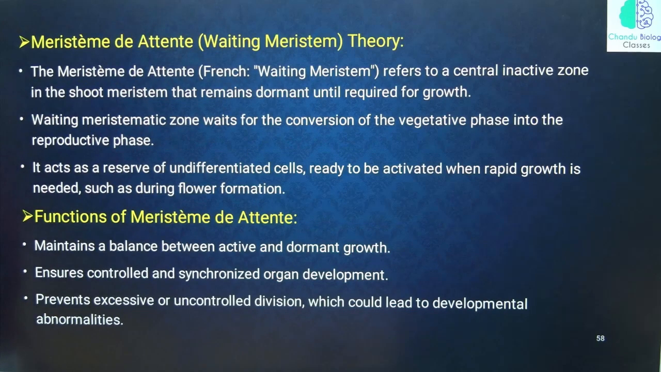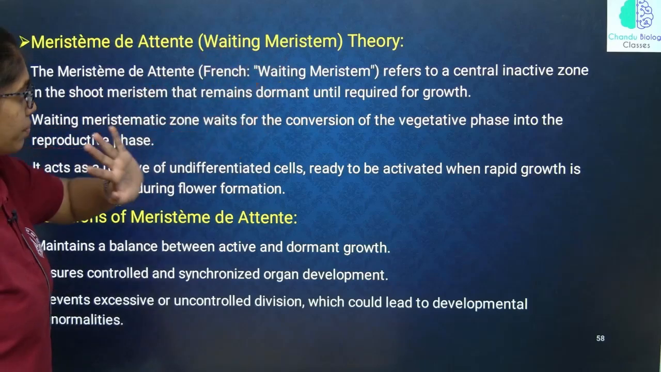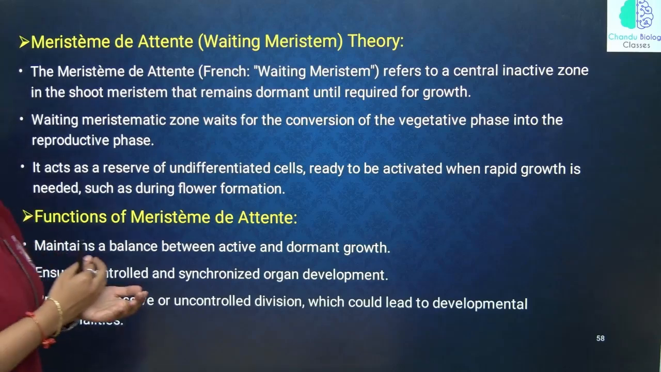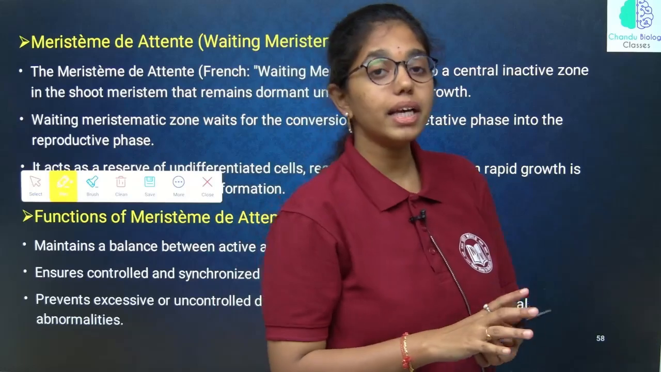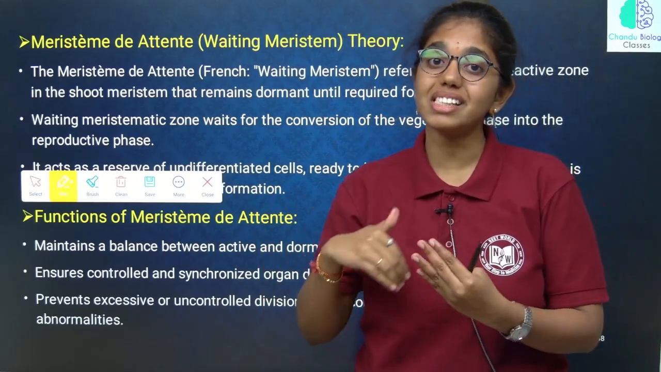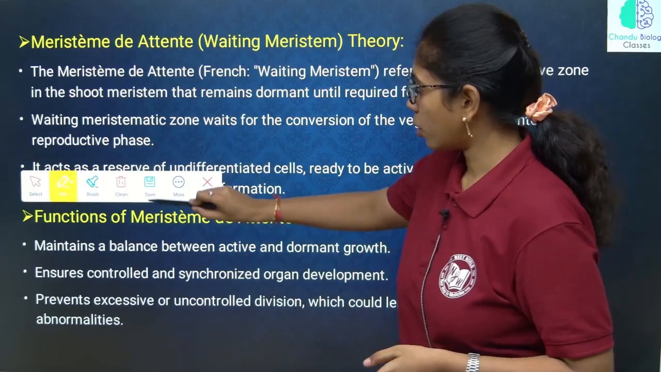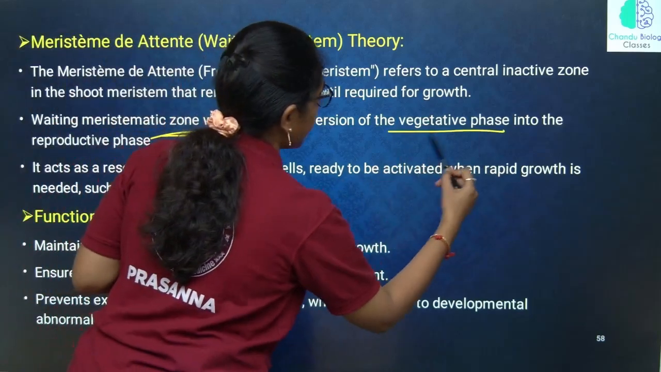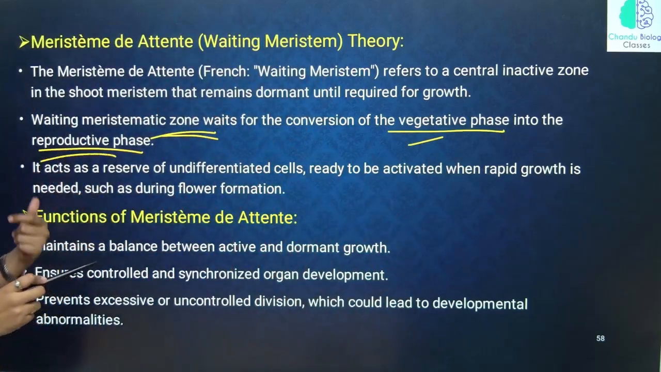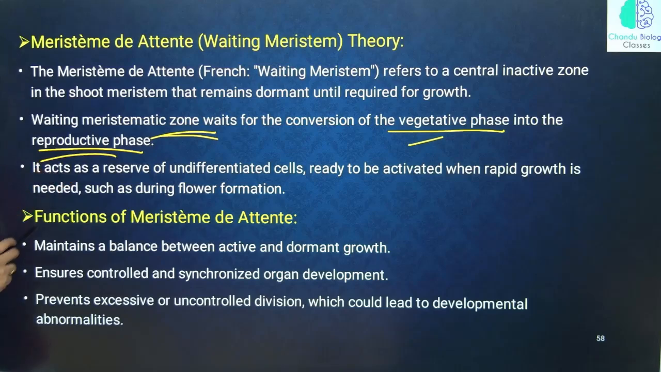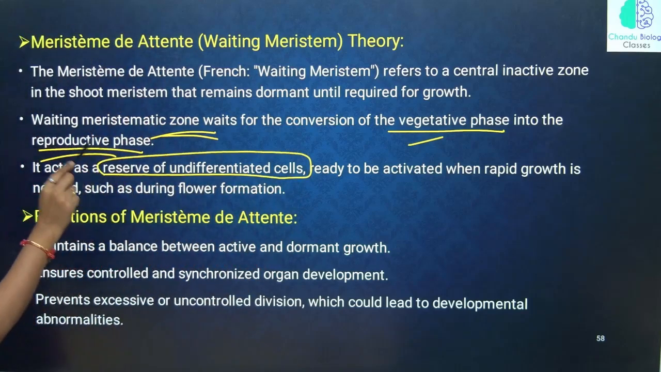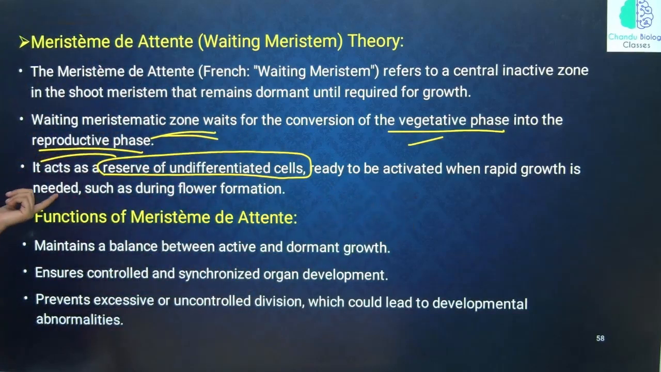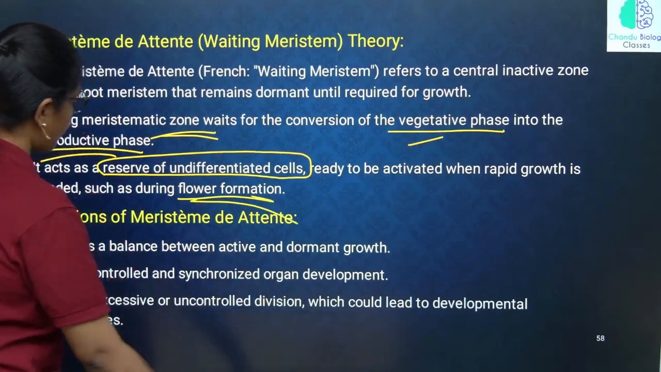Then Meristem d'attente, also called the waiting meristem, refers to the central inactive zone. It is not that these cells will not divide, but the division speed of the Anneau initials is more than that of the waiting meristem. The waiting meristematic zone waits for the conversion of the vegetative phase into the reproductive phase, then it will start dividing. It acts like a reserve of undifferentiated meristematic cells, ready to be activated for rapid growth when needed, during flower formation.